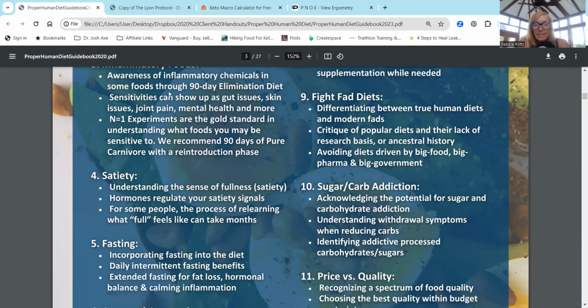Number 4, satiety. Understanding the sense of fullness, satiety, getting your hormones that regulate your satiety signals, your leptin and ghrelin. Some people need to relearn what full feels like. I know when I'd not pay attention to what I was eating, if I was eating really fast, eating in that sympathetic nervous system mode, fight or flight, if I was eating empty calories as carbohydrates for me, if I ate bagels, or if you have chips, tortilla chips, even if they're grain-free, I can eat the whole bag because they don't fill me up.